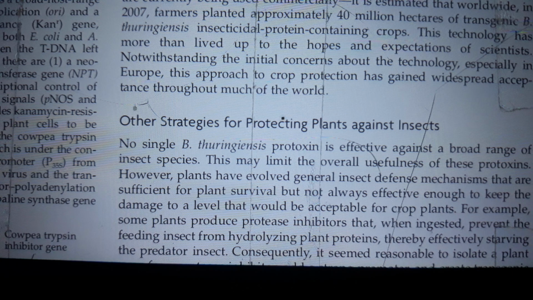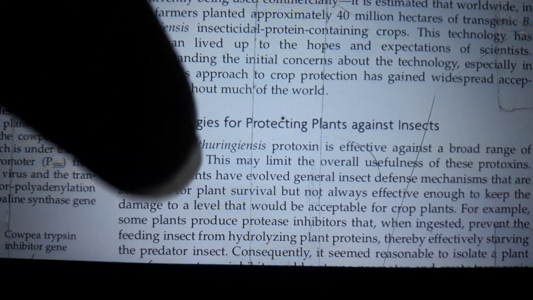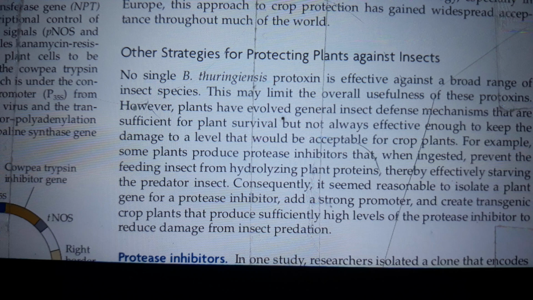Other strategies for protecting plants against insects. No single Bacillus thuringiensis protoxin is effective against a broad spectrum or broad range of insect species. This may limit the overall usefulness of these protoxins.